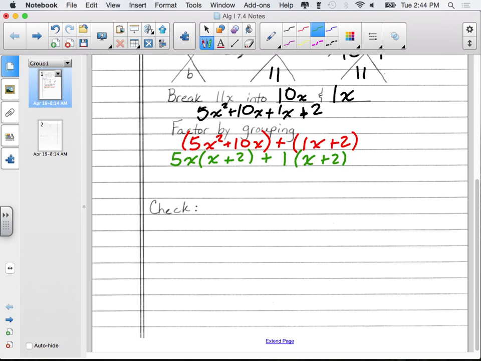And then x plus 2 times 5x plus 1. Alright, then we're just going to keep on doing factoring by grouping like we did a couple days ago. They both have a common factor. What is it? They both have the same factor. x plus 2, right? So we can factor that out of both sides. Then once we do that, we have leftovers, right? And what are we left over with? 5x plus 1.